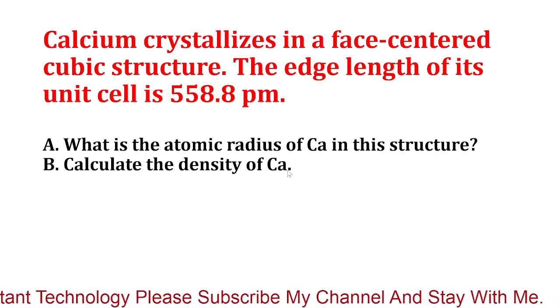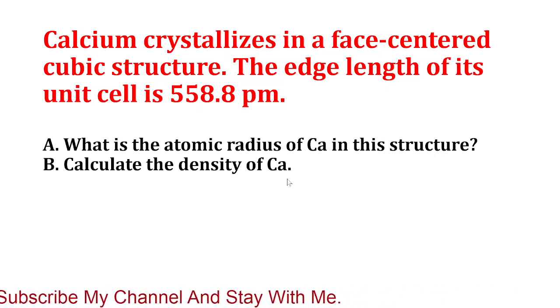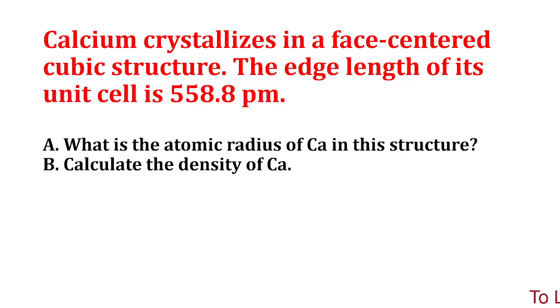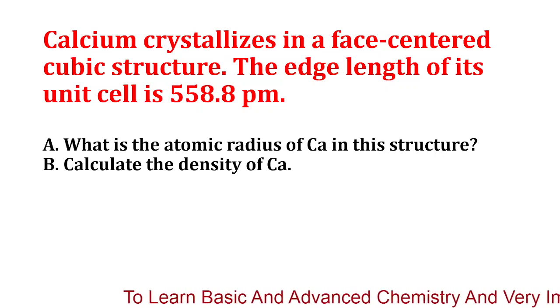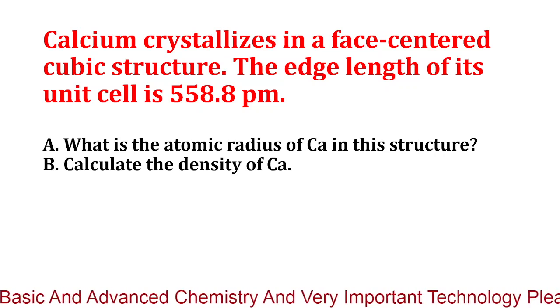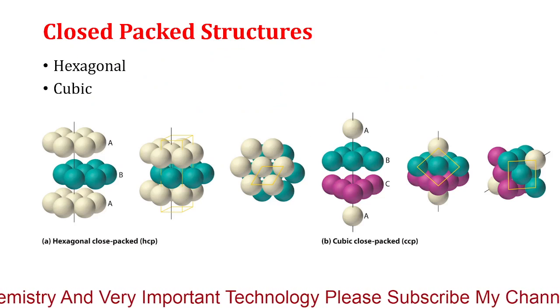So we can calculate the mass of one calcium atom. That means 6.023 into 10 to the power 23 calcium atoms have the mass 40 gram. So for one atom, how much? That is the mass of the calcium. So in this way we can divide the mass by the volume that we calculated previously, and then we can get the density.